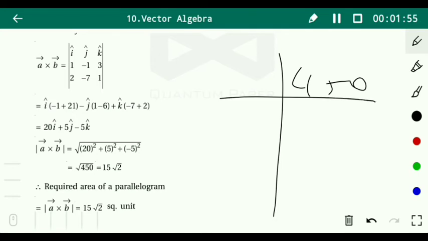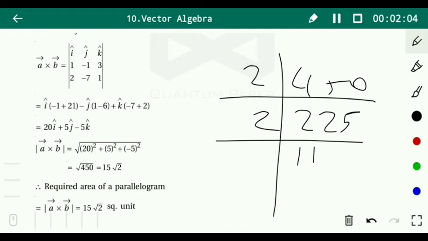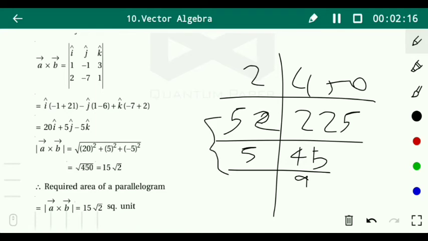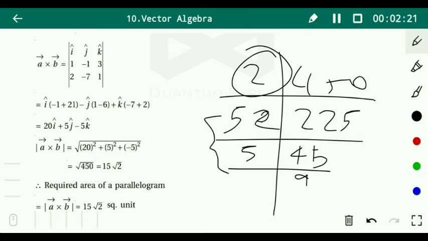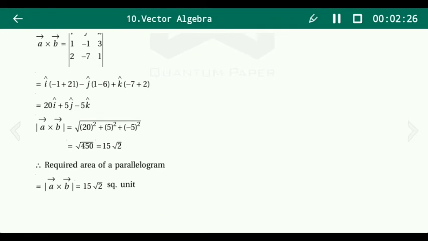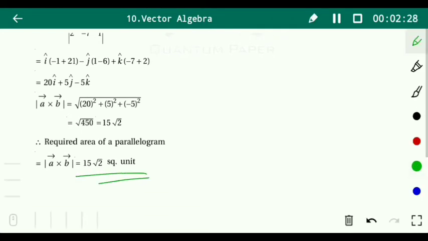How to find it? See, is it divided by 2? So we get 2 2s are 4, 2 5s are 10, then 2 1s are 2... sorry, it is not divided by 2. So 5 4s are 20, 5 5s are 25, 5 9s are 45. So 5 into 3 3s are 9. So 3 5s are 15 root 2 is the answer. So the required area of the parallelogram is 15 under root 2 square units.